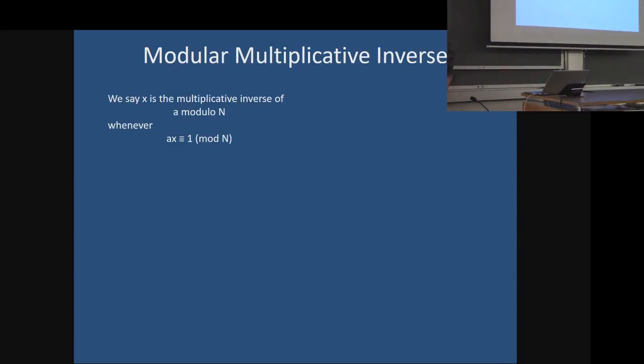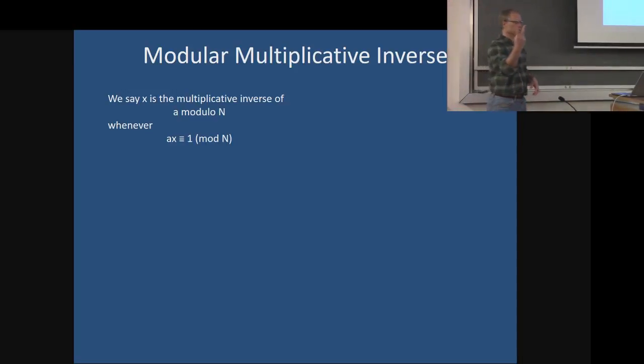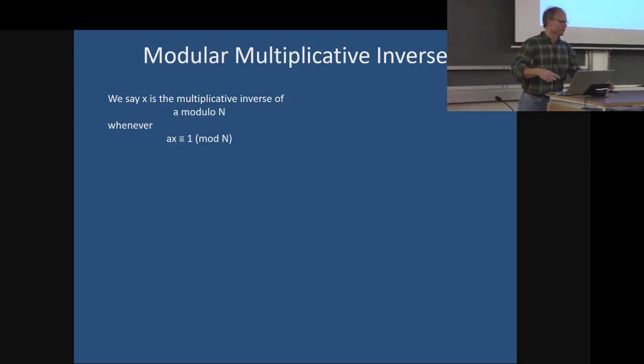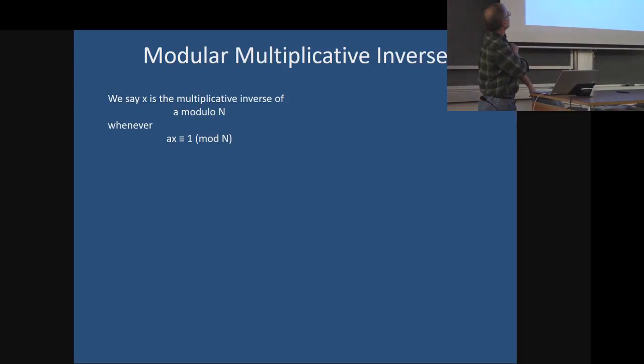Okay, so we've looked at modular exponentiation and GCD, which are two key components of the RSA algorithm we're building. Now we're going to look at modular multiplicative inverse. And this is where I run into a lot of confusion from students when I talk about this.